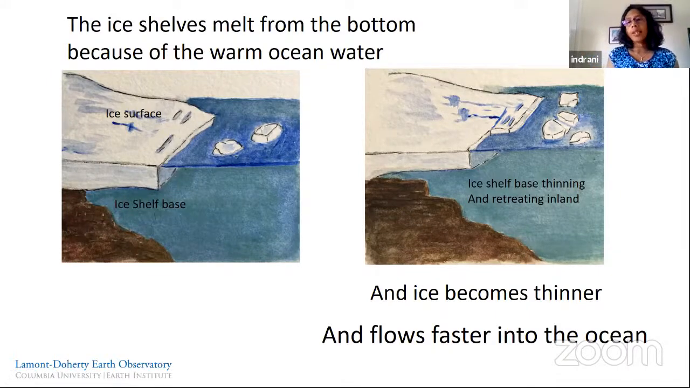And I also said that the ice shelves are important because they hold back the continental ice. They make it move a little bit slower. And if the ice shelf thins and it breaks, then more ice from the interior flows out faster into the ocean. And those are the main ways that Antarctica loses mass.